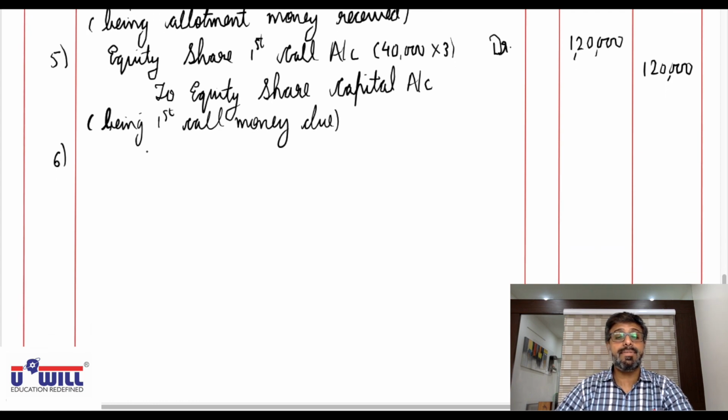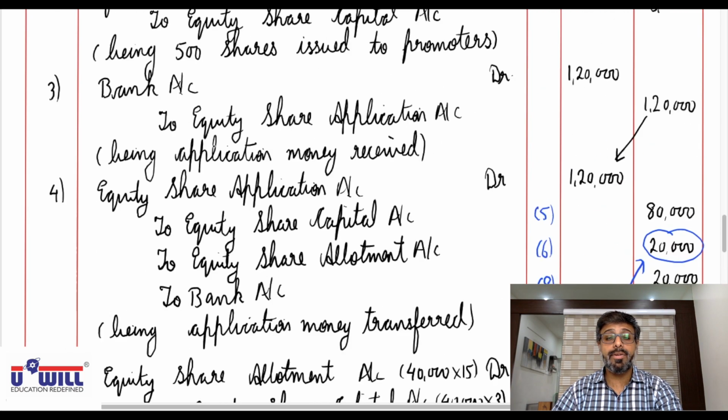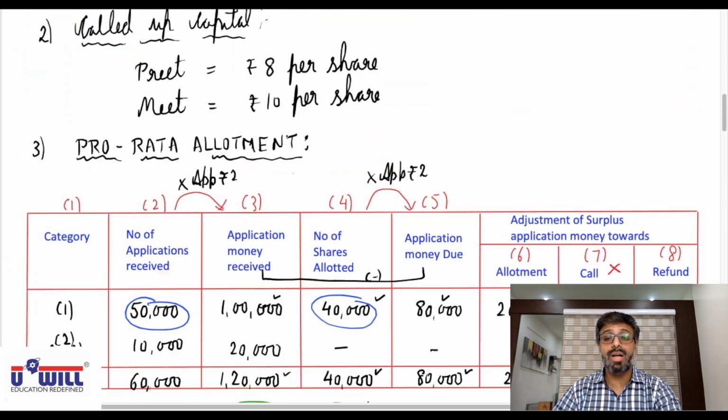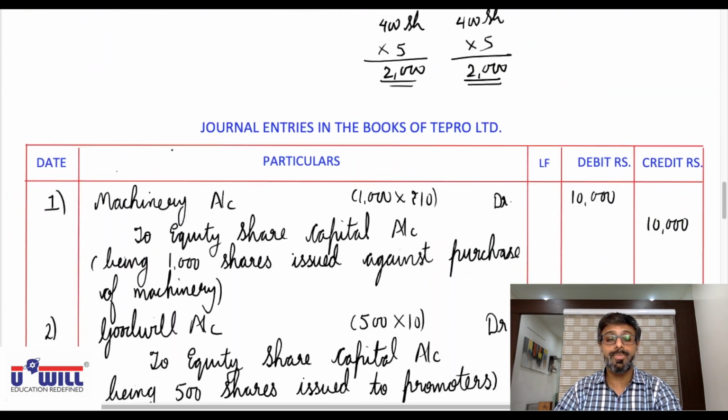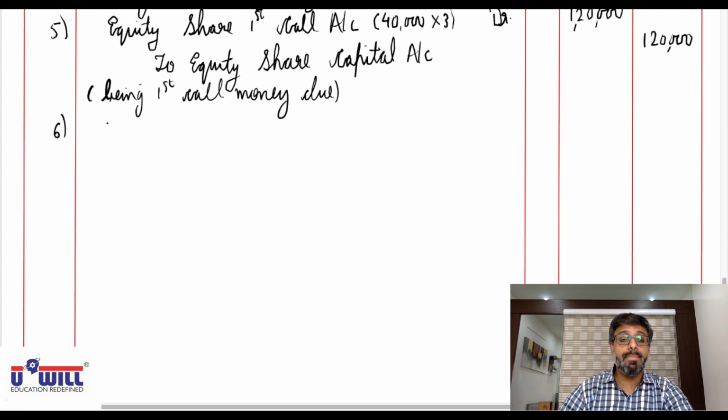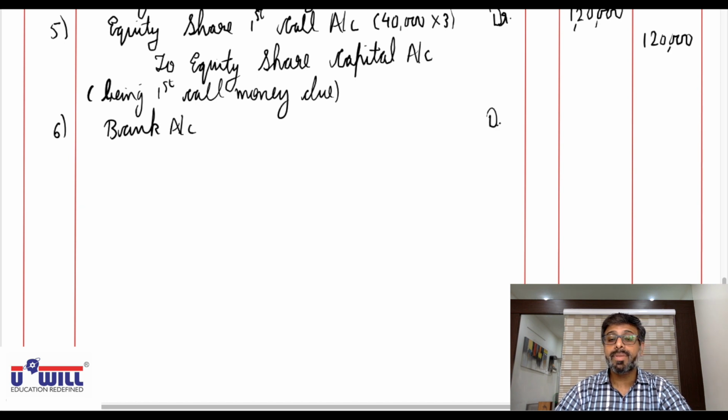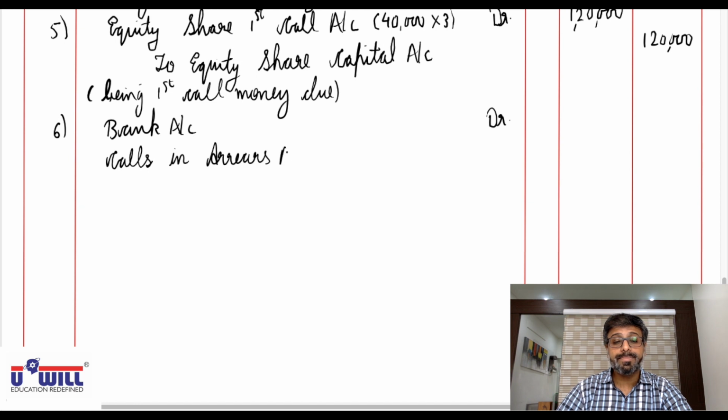First call money received. Now again a combined entry, because in the first call also we do have calls in arrears. So bank account debit. Bank is the receiver, debit the receiver. Calls in arrears are still receivable, debit the receivables. So calls in arrears account debit to equity share first call account.